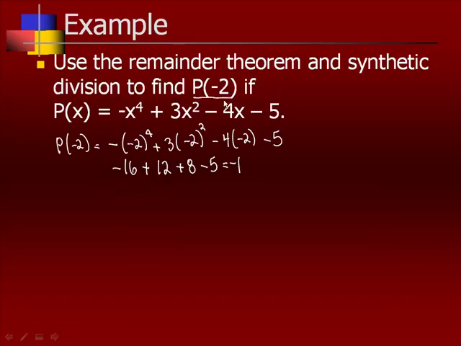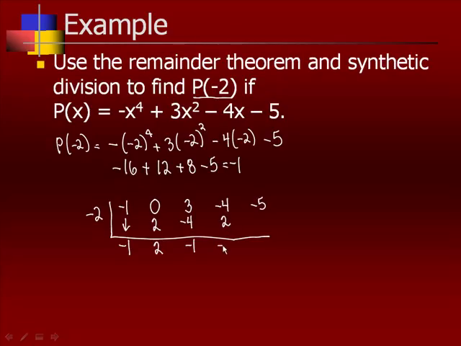Now, synthetic division says, let's divide by negative 2. So we've got negative 1x to the fourth. There's no x to the thirds. There's your squareds. There's your x. And there's your number. So we're going to drop down negative 1. Negative 2 times negative 1 is 2. Combine 0 and 2 and we get 2. Negative 2 times 2 is negative 4. Combine we get negative 1. Negative 2 times negative 1 is 2. Combine we get negative 2. Negative 2 times negative 2 is 4. Combine and we get negative 1.